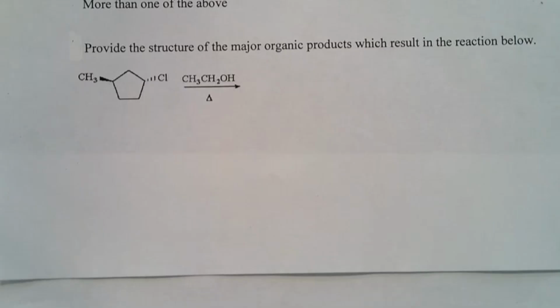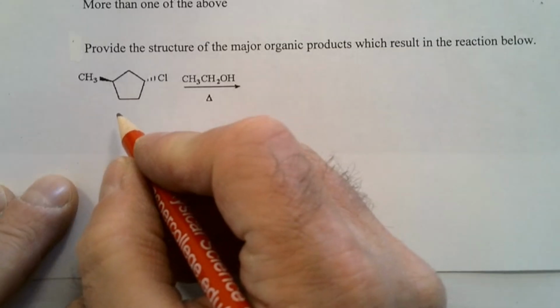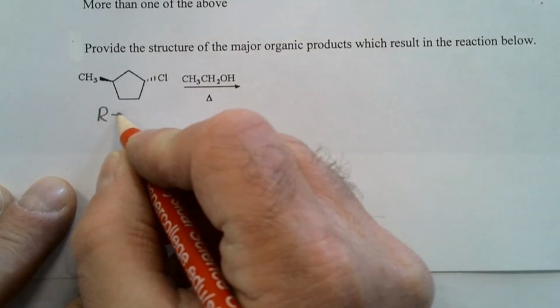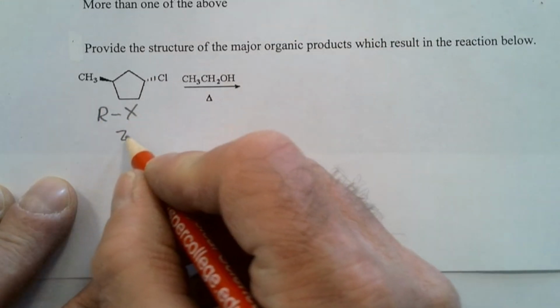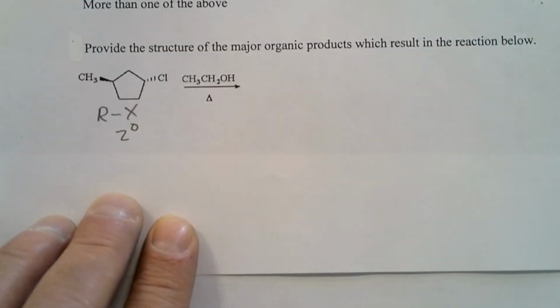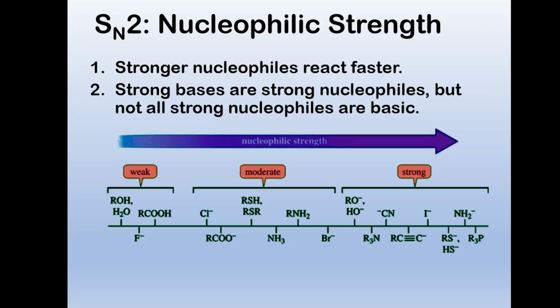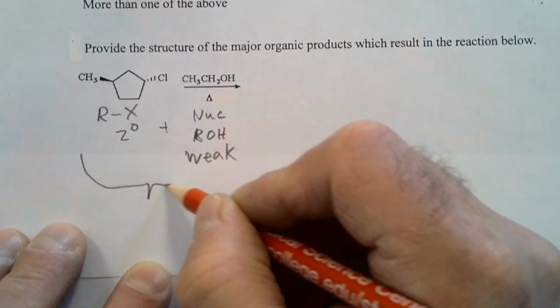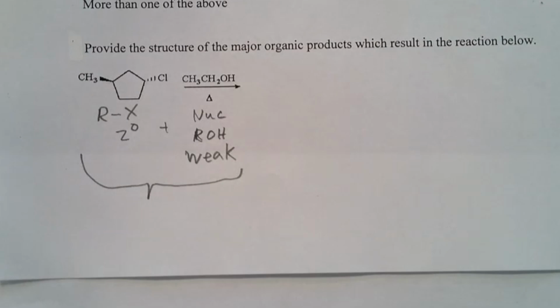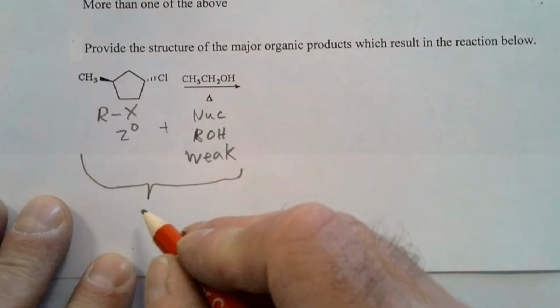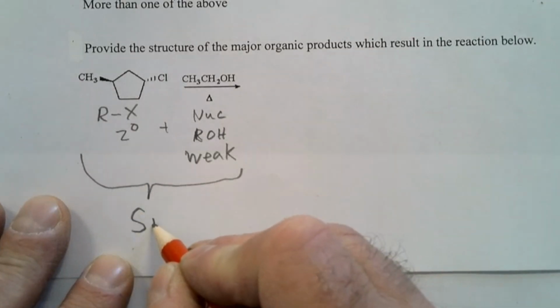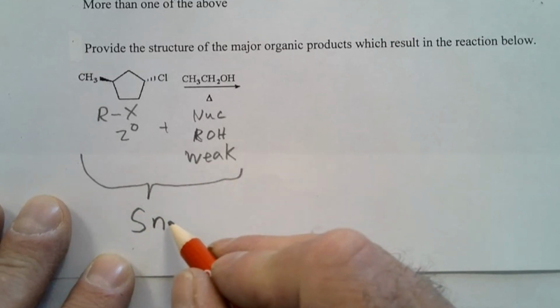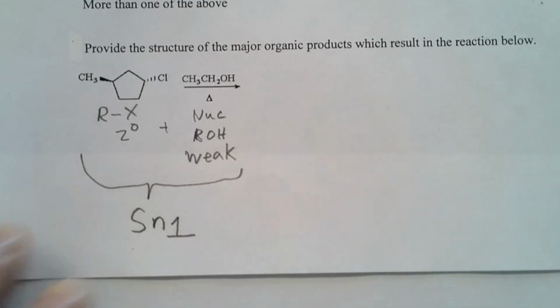Provide the major organic products which will result in the reaction below. So the first thing I want to do is figure out what type of alkyl halide I have. It is secondary. What type of nuke do I have? Memorize for a second this part of this chart. So I have a weak nucleophile. When we have a secondary substrate and a weak nucleophile, we've only thus far studied one thing, and that is the substitution. So if it's weak, it's going to be like that.